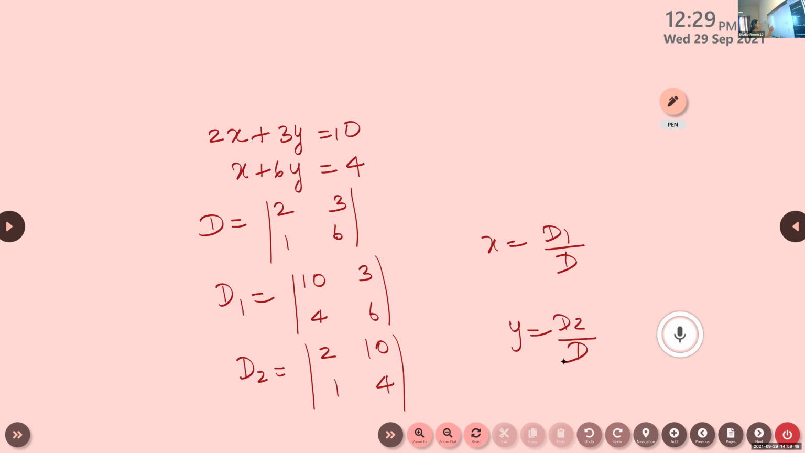So what is D here? It is 12 minus 3, which is 9, which is not equal to 0. Am I correct, children? Yes, ma'am. And what is D1? 60 minus 12, which is 48. D2 is 8 minus 10, which is minus 2. So what is x? x will be D1 by D, which is 48 by 9. What is y? Minus 2 by 9. Therefore, the solution is 48 by 9, comma, negative 2 by 9.